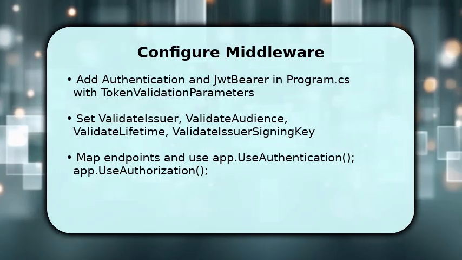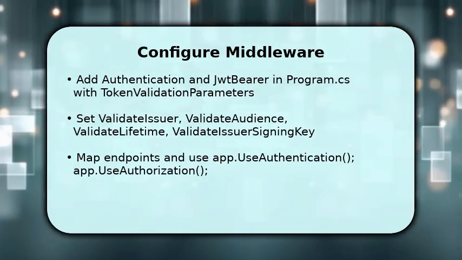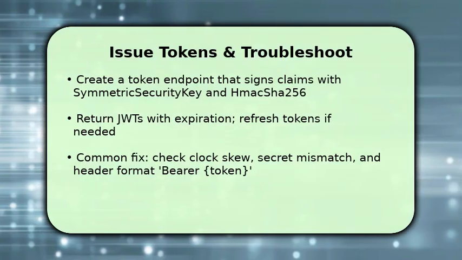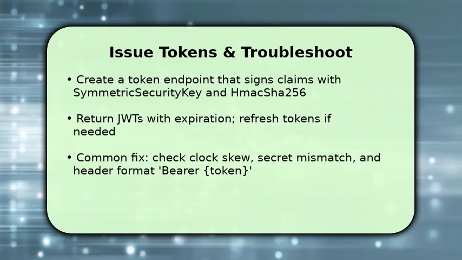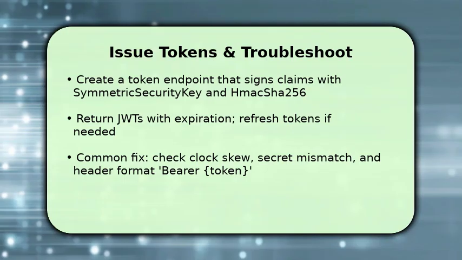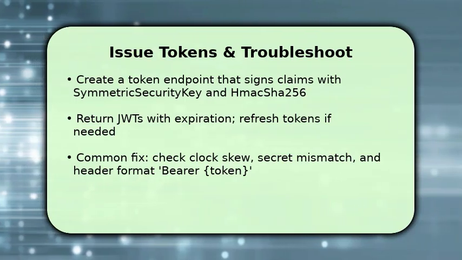Finish by implementing a secure token issuance endpoint. Validate credentials, build claims, sign with your symmetric key and HMAC SHA-256, then return a JWT with a reasonable expiration. Once done, protect routes and test with authorization.